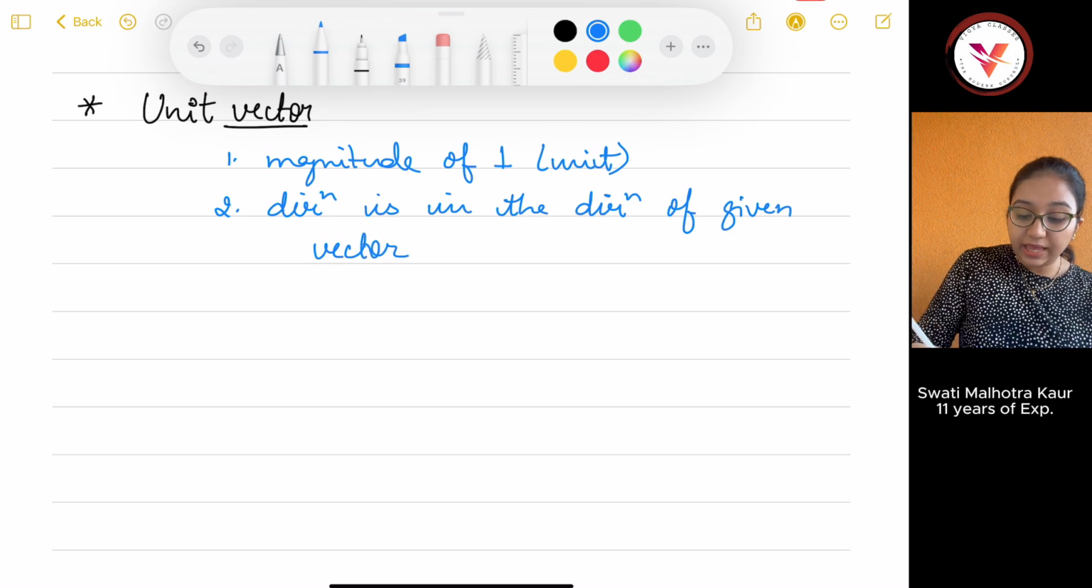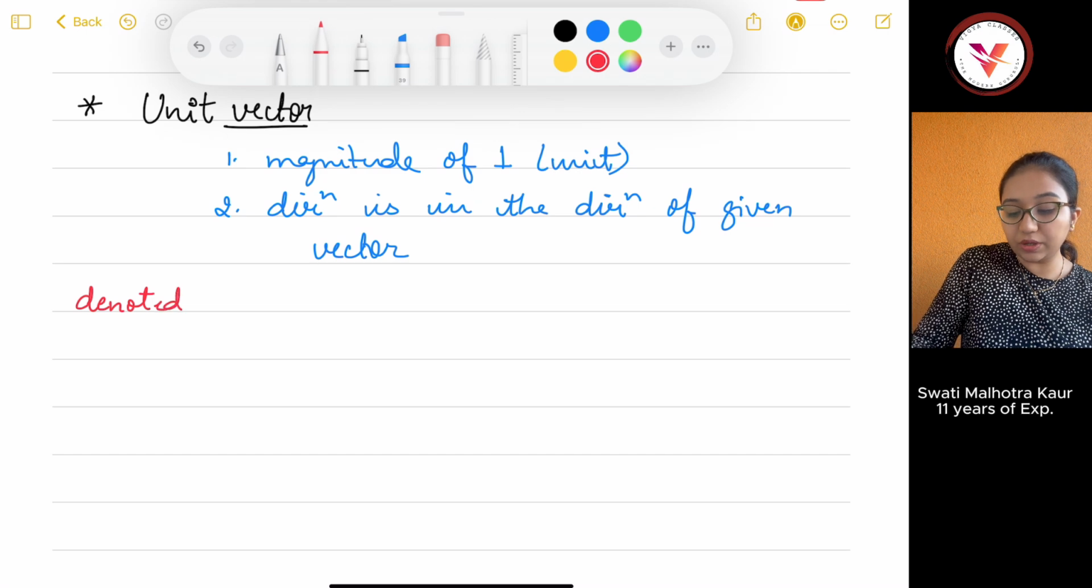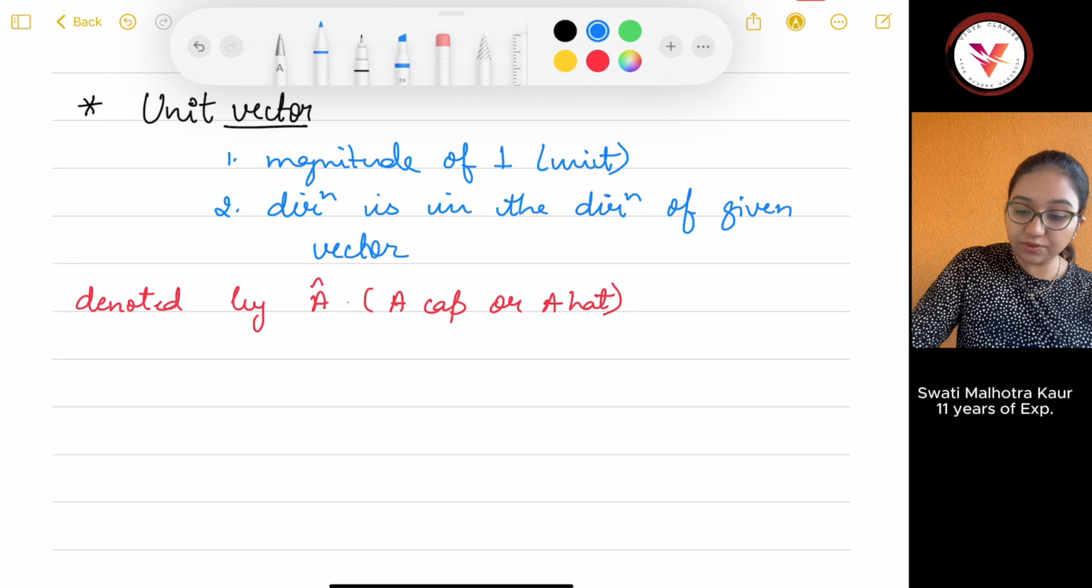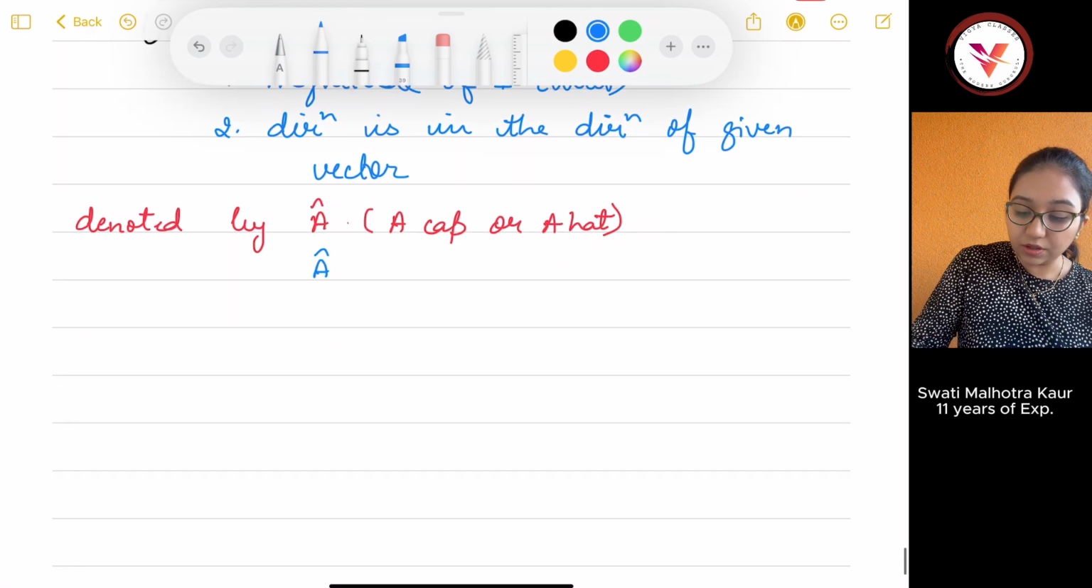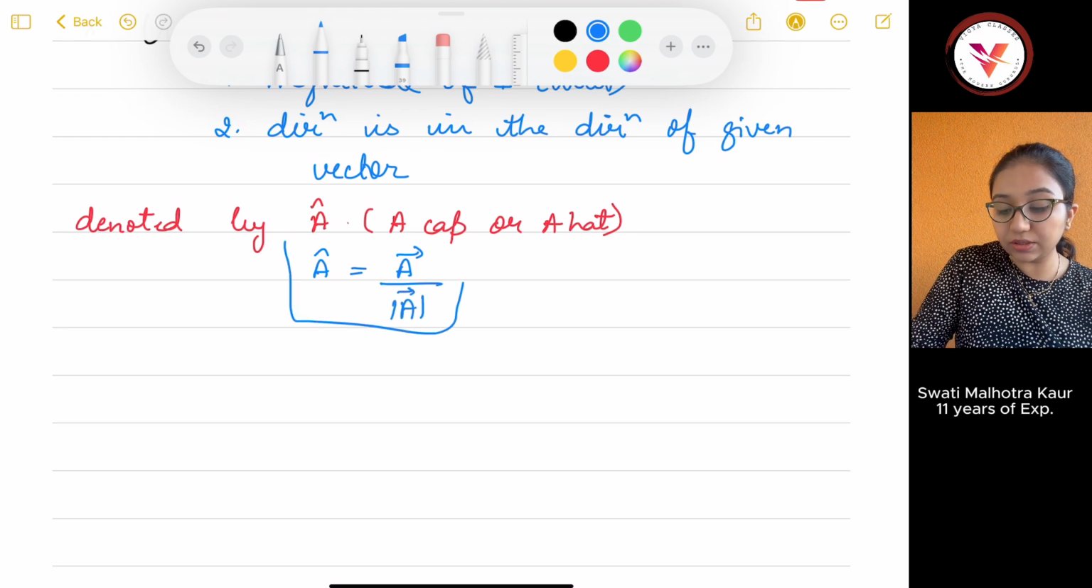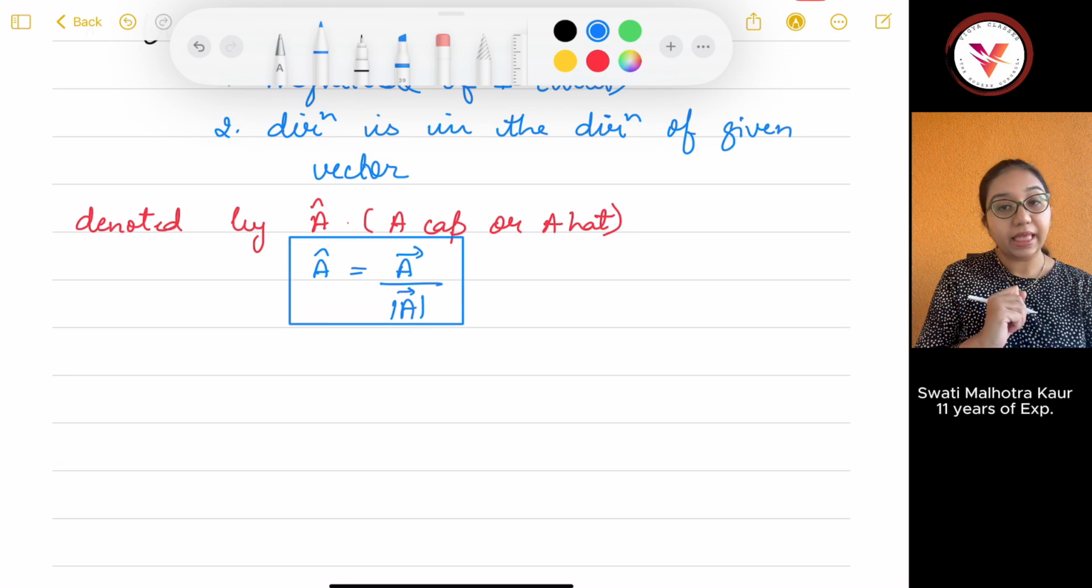Okay. Next, it is denoted by a cap. Denoted by this a cap, you can read it as a cap or a hat, and it has a formula. You can calculate this unit vector by dividing the given vector by its magnitude. Okay.